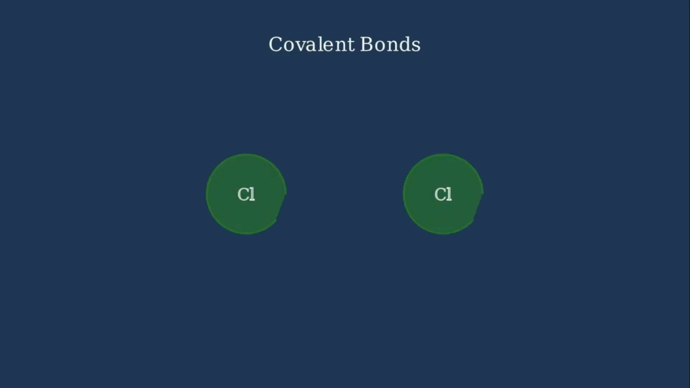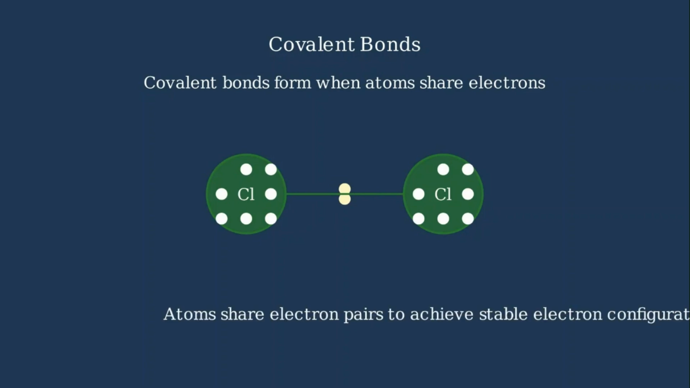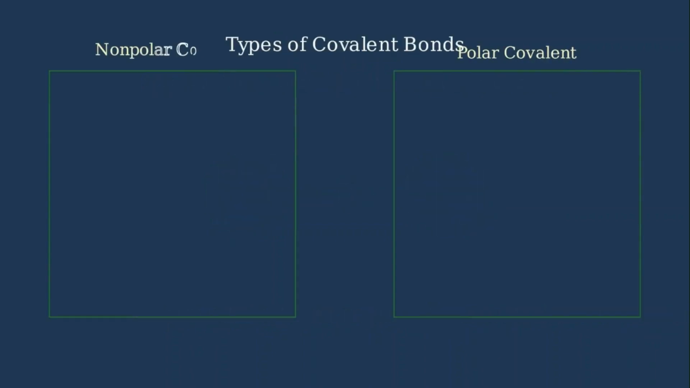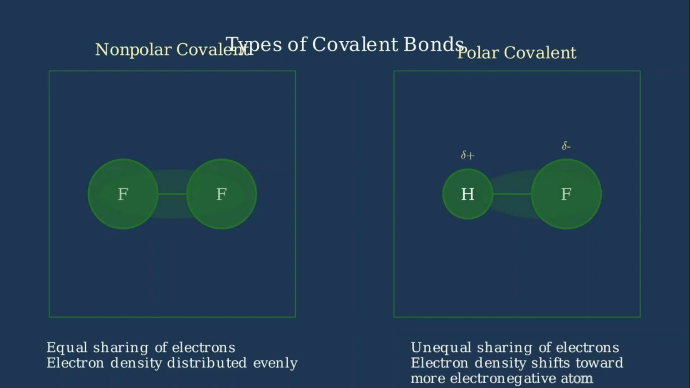Covalent bonds form when atoms share electrons to achieve stable electron configurations. For example, two chlorine atoms can share a pair of electrons to form a chlorine molecule. There are two main types of covalent bonds: nonpolar and polar covalent bonds. In nonpolar covalent bonds, like in a fluorine molecule, electrons are shared equally between identical atoms. In polar covalent bonds, like in hydrogen fluoride, electrons are shared unequally. The more electronegative atom, fluorine, pulls the electron density closer to itself.